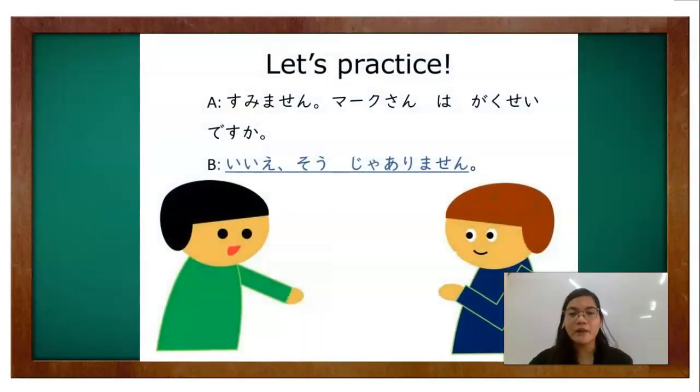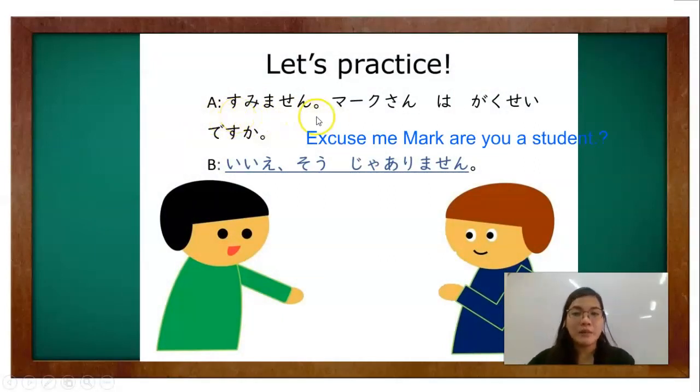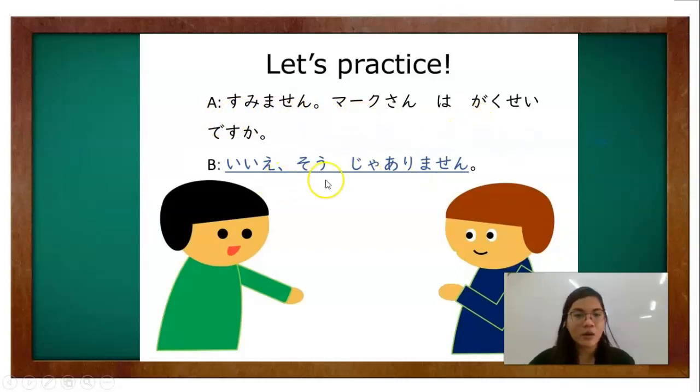And another one. Okay, so let's practice first in reading this. Sumimasen, Mako-san wa gakusei desu ka? Iie, so ja arimasen. Okay, let's repeat it. Sumimasen, Mako-san wa gakusei desu ka? Iie, so ja arimasen. Okay, now let's practice in role playing. So I will be A and you will be B. Sumimasen, Mako-san wa gakusei desu ka? Iie.